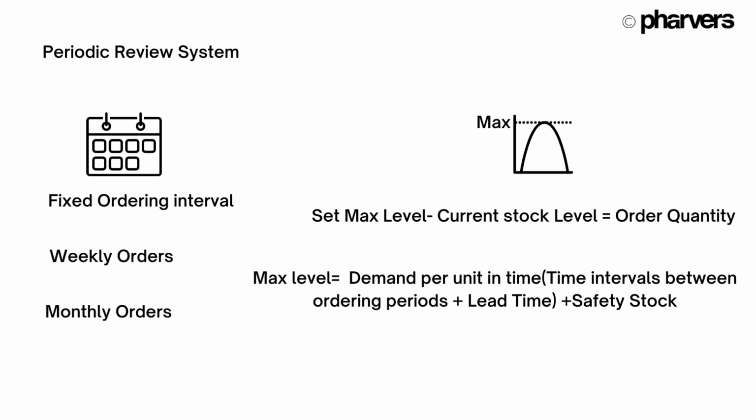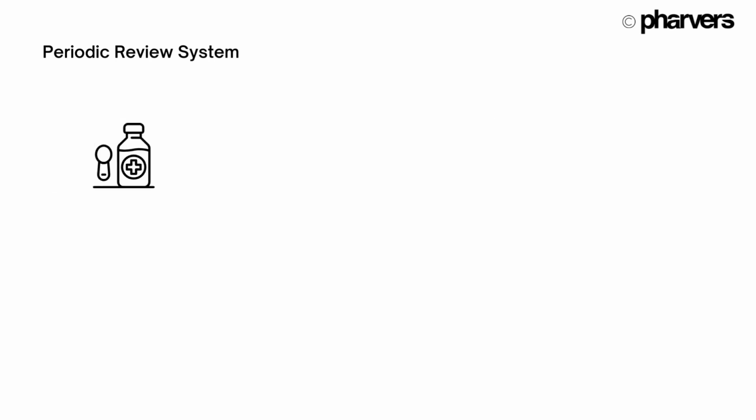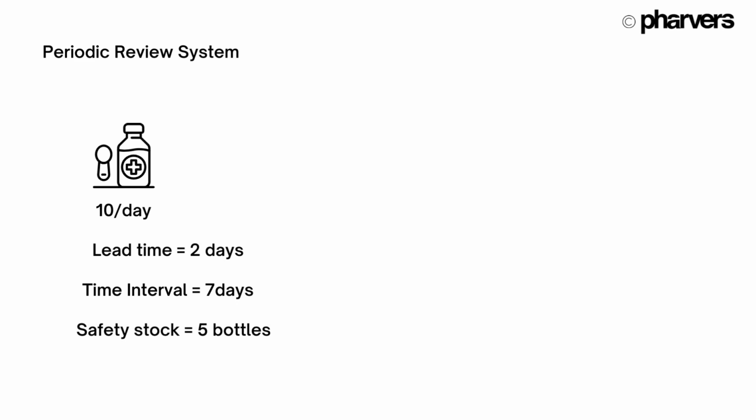A retail pharmacist at the heart of Nairobi seeks to determine his order quantity for a particular brand of cough syrup through the periodic review ordering system. The demand for this cough syrup is 10 bottles a day, and the average lead time is 2 days. The time interval between ordering periods is typically 7 days. The pharmacist also has an established safety stock of 5 bottles of cough syrup. On conducting a stock count, the pharmacy had 7 bottles of cough syrup.